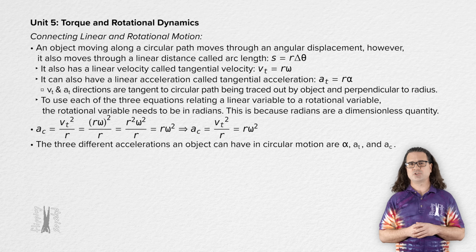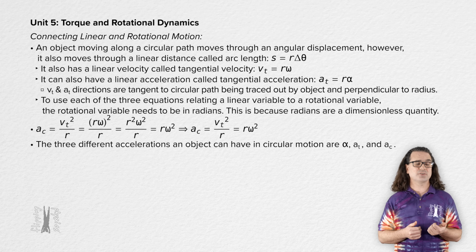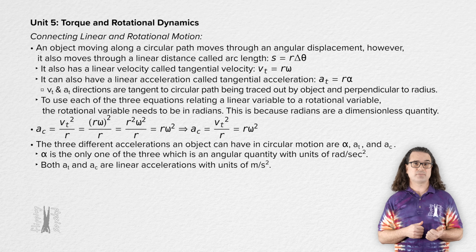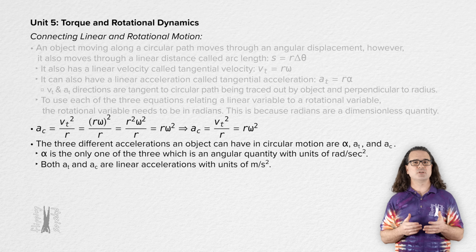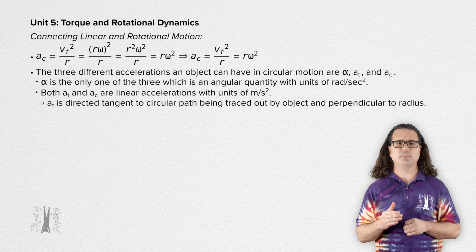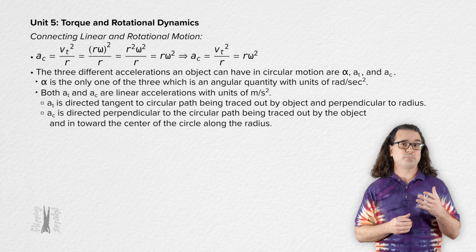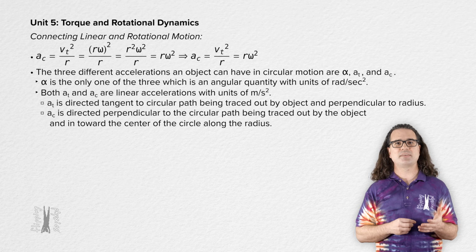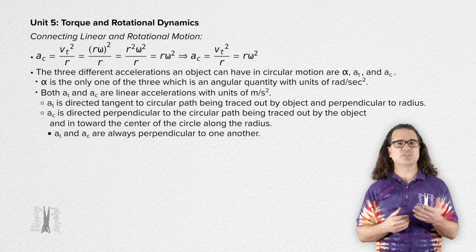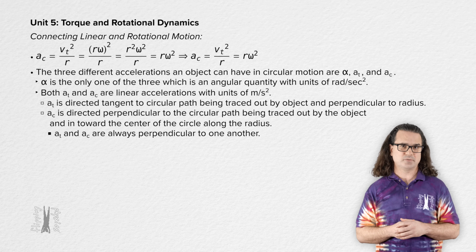The 3 different accelerations an object can have in circular motion are angular acceleration, tangential acceleration, and centripetal acceleration. Angular acceleration is the only one of the 3 which is an angular quantity with units of radians per second squared. Both tangential acceleration and centripetal acceleration are linear accelerations with units of meters per second squared. Tangential acceleration is always in a direction tangent to the circular path being traced out by the object and perpendicular to the radius. Centripetal acceleration is always in a direction perpendicular to the circular path being traced out by the object and in toward the center of the circle along the radius. This means tangential acceleration and centripetal acceleration are always perpendicular to one another.